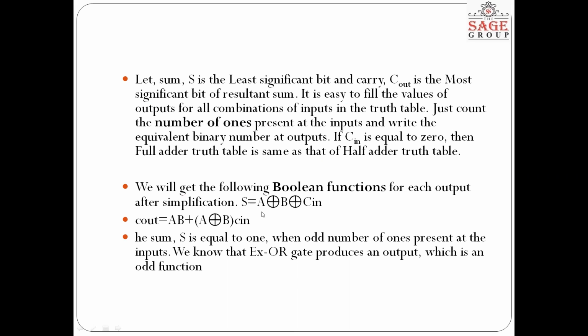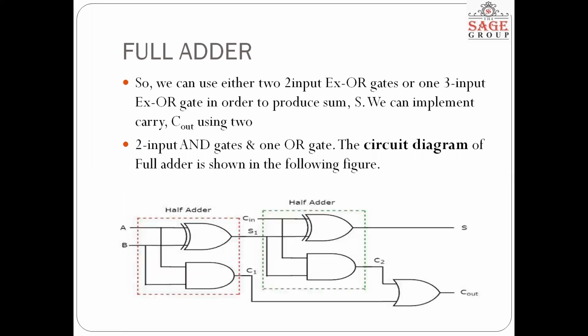So sum is A XOR B XOR C in, and the carry out is AB, here it is the AND gate, plus C in times the bracket A XOR B. So S is equal to 1 when an odd number of ones are present at the input. We know the XOR gate produces an output which is an odd function, right?